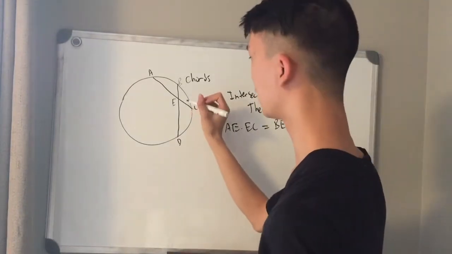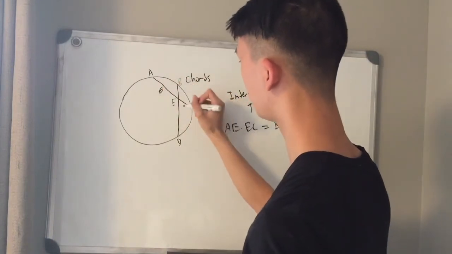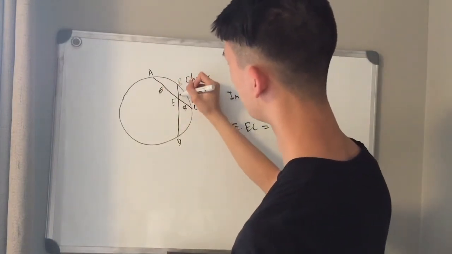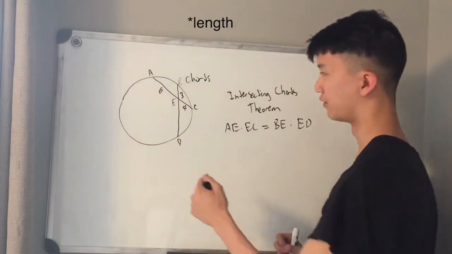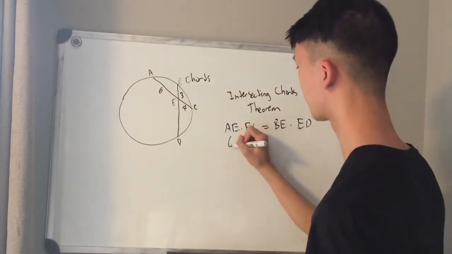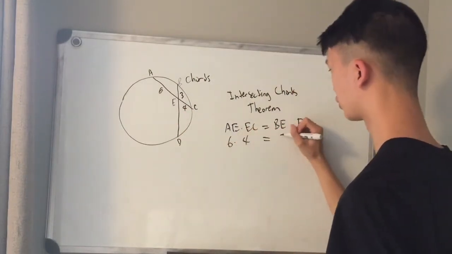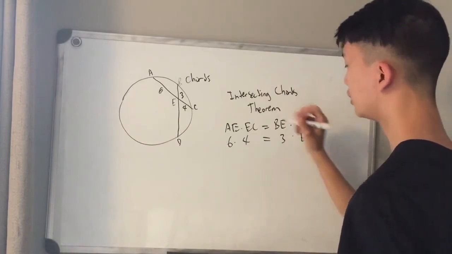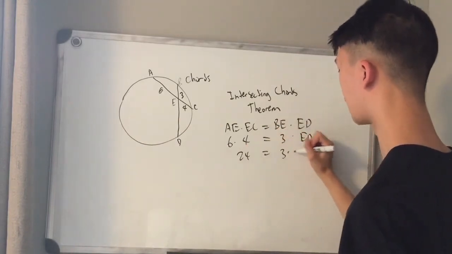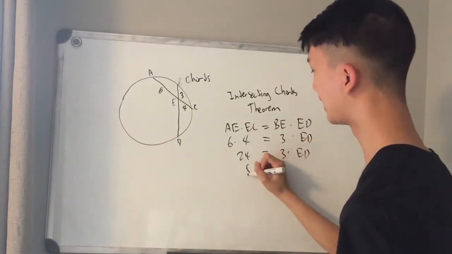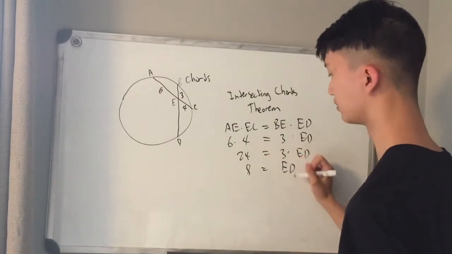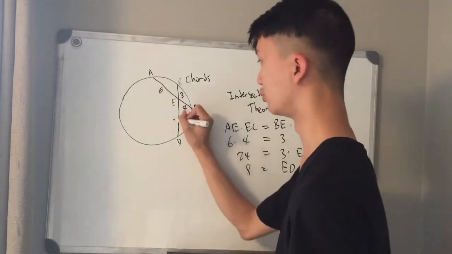Let AE be equal to 6, EC be equal to 4, and BE be equal to 3. Now what is the value of ED? Well, we have that 6 times 4 is equal to 3 times ED, or 24 is equal to 3 times ED, or 8 is equal to ED. And so ED is equal to 8.